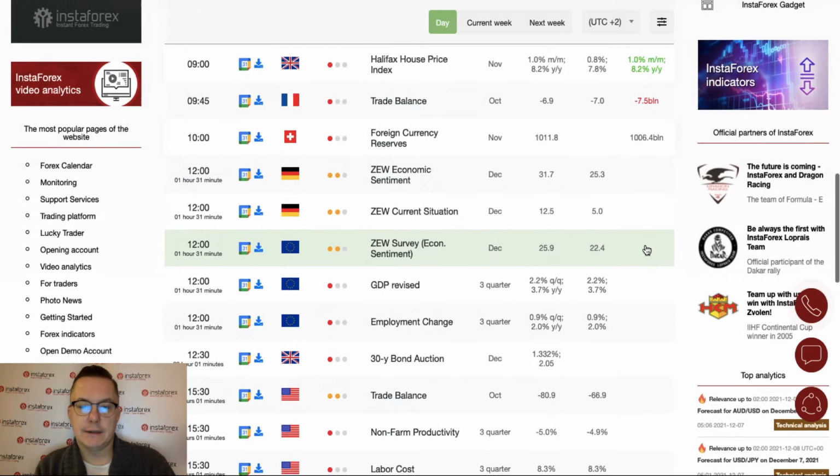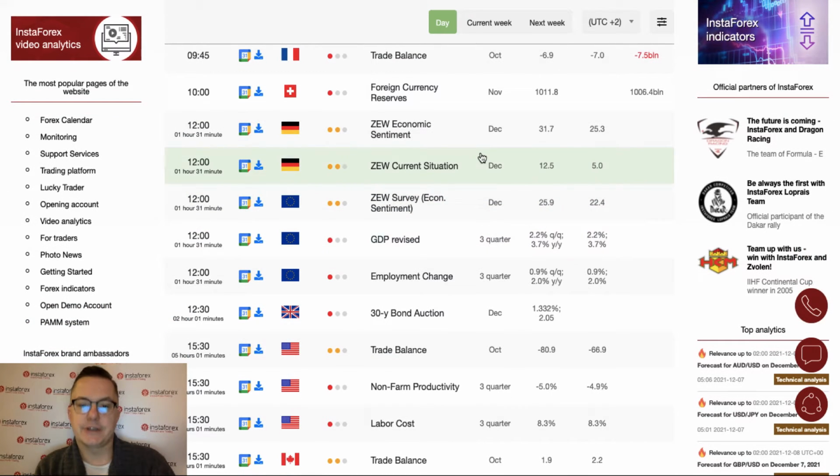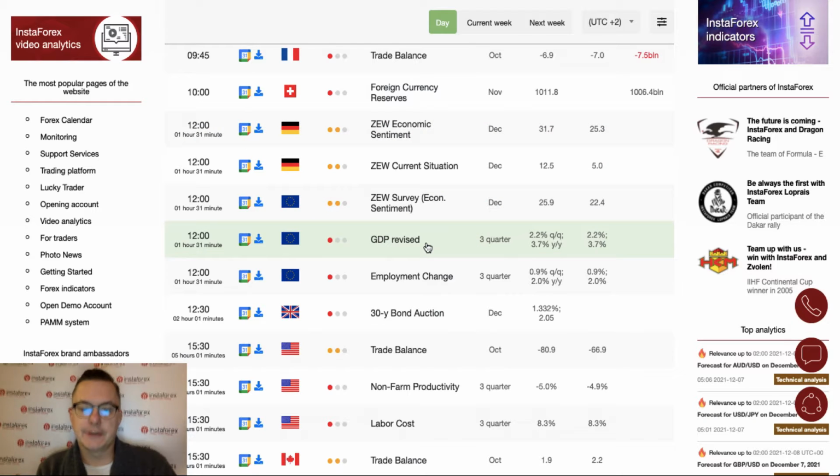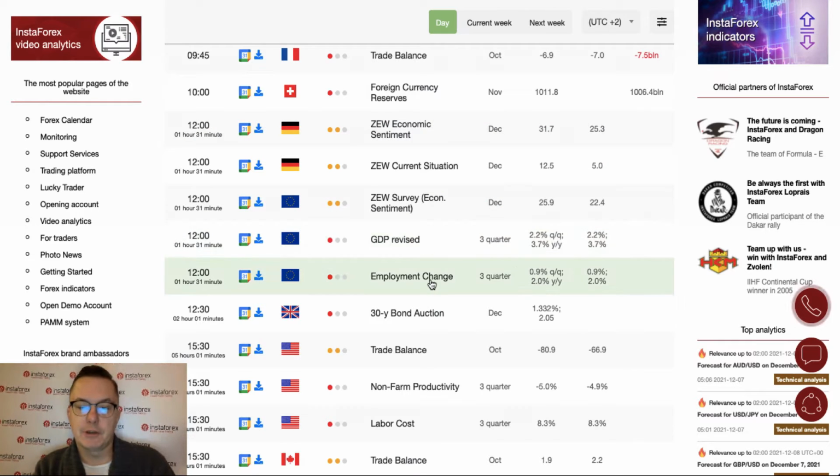What do we have today during the London session? ZEW economic sentiment, current situation, and the survey are scheduled for release at noon. The same data are scheduled for release at noon from the Eurozone and from Germany. Moreover, there is a revised GDP and employment change from the Eurozone that will be released at the same time.